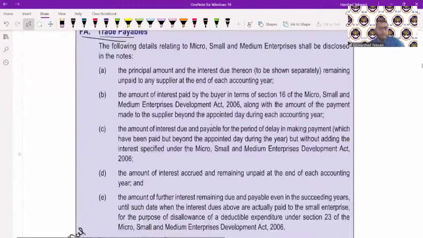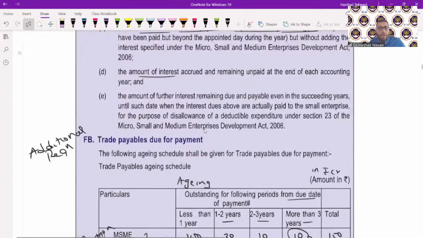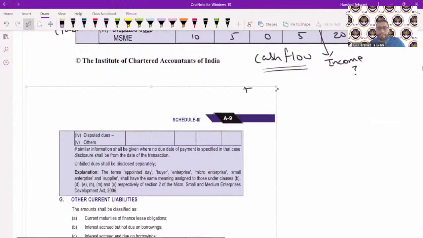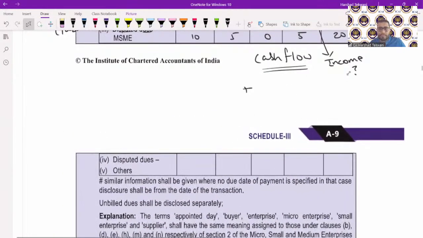This was already there, that you need to provide details of principal amount and interest due thereon to MSME, amount of interest paid by buyer in terms of section 16, amount of interest due and payable for the period of delay in making payment, amount of interest accrued and remaining unpaid at the end of each accounting period, amount of further interest remaining due and payable even in succeeding years. So this particular disclosure will be correlated now with the aging. Clear?